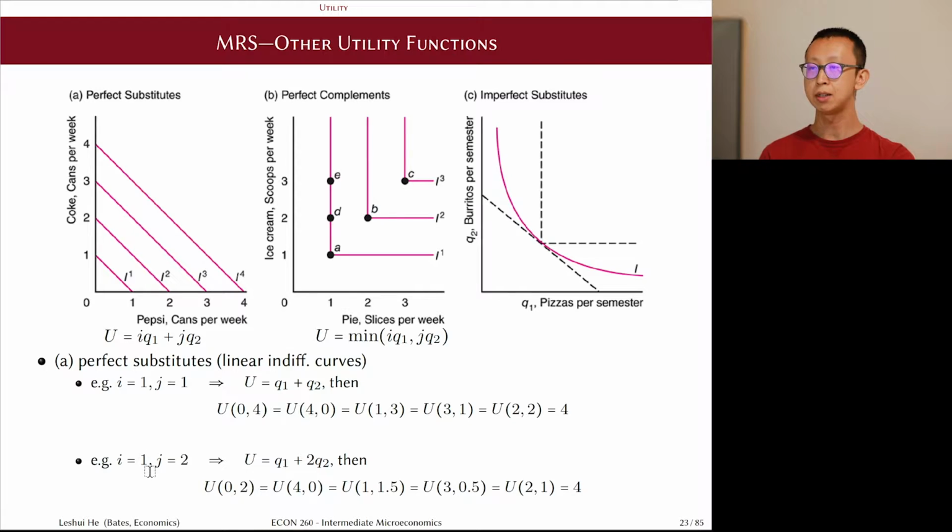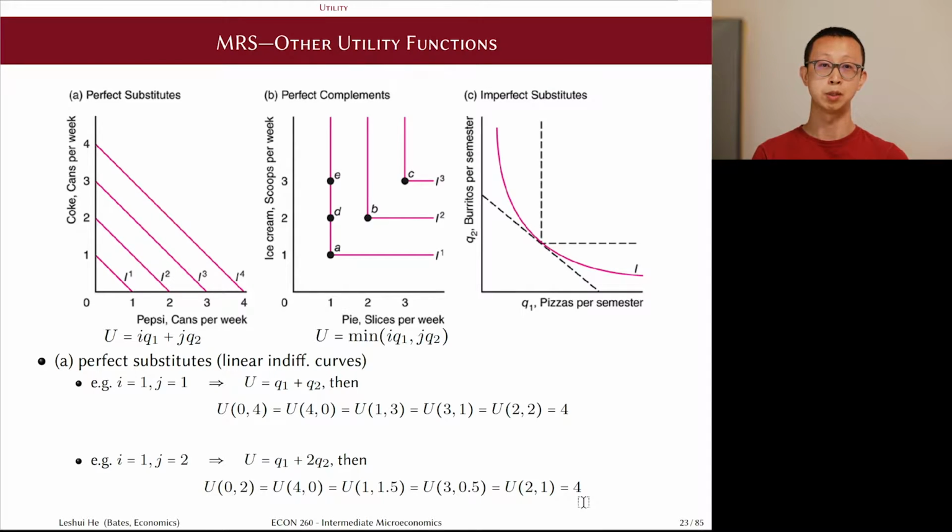Well, if i is 1 and j is 2, then the utility function would be q1 plus 2 times q2. Then, in that particular case, 2 units of good 2, the larger size, is going to be the same as 4 units of the smaller size, which is going to be the same as 1 unit of the small one and 1.5 units of the big one, or 3 of the small one and half of the big one, or 2 of the small one and 1 of the big one. And again, they all have the same utility value of 4 units to me.